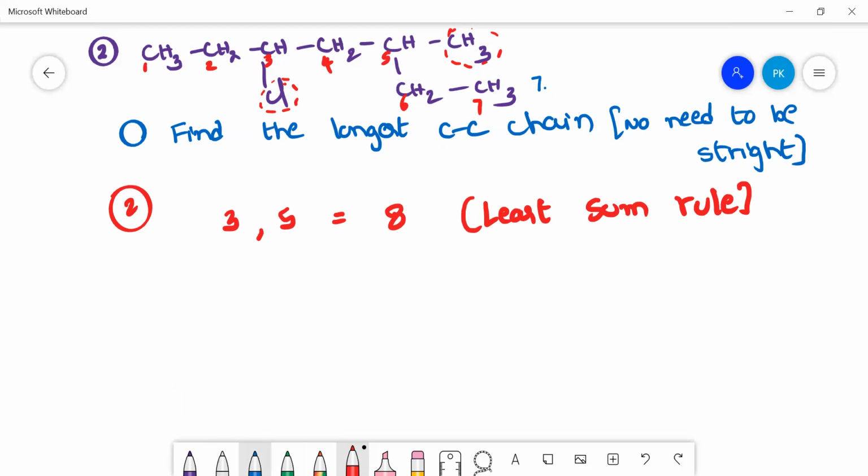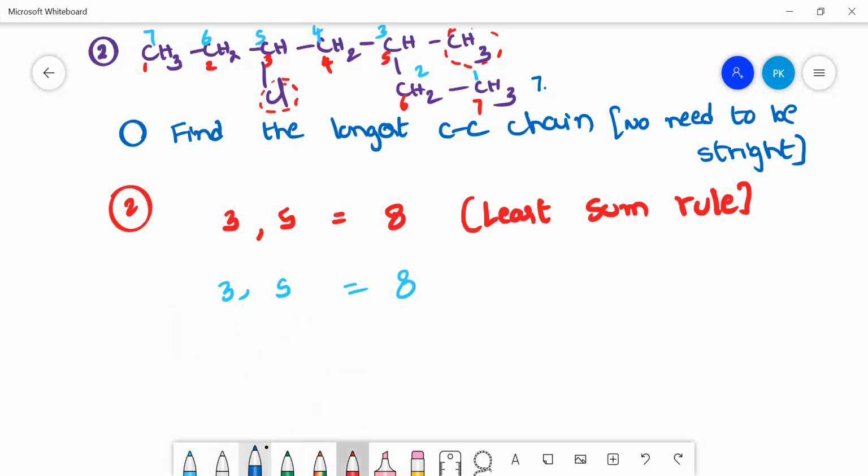And let us give numbering in the opposite direction, students. So 1, 2, 3, 4, 5, 6, 7. Now you see here, in this case, again I'm getting a substituent on the third carbon and on the fifth carbon. So both are the same. You can follow either of the methods, either this way or this way.